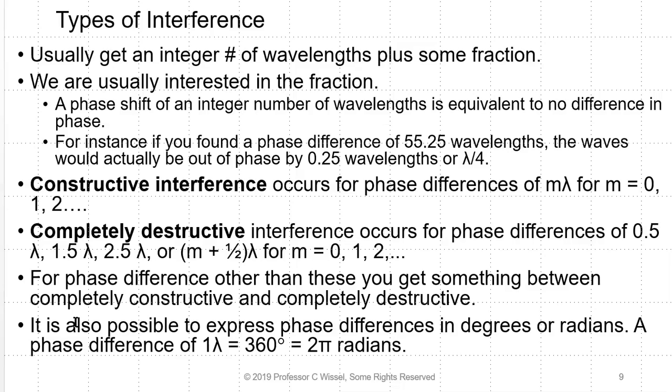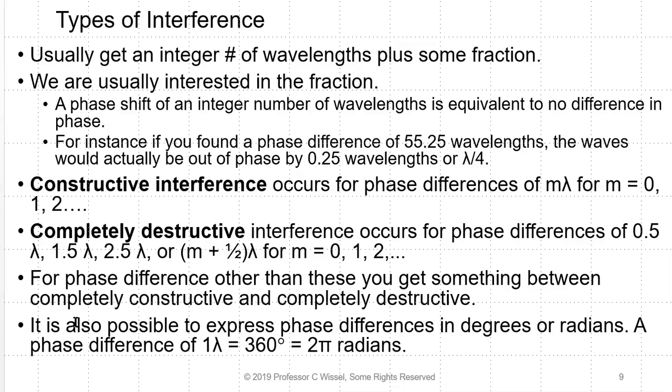Constructive interference occurs for path length differences of m lambda, where m equals 0, 1, 2. Completely destructive interference occurs for differences of 0.5 lambda, and that would occur at 1.5, 2.5, or (m plus 1/2) lambda, where m equals 0, 1, 2.